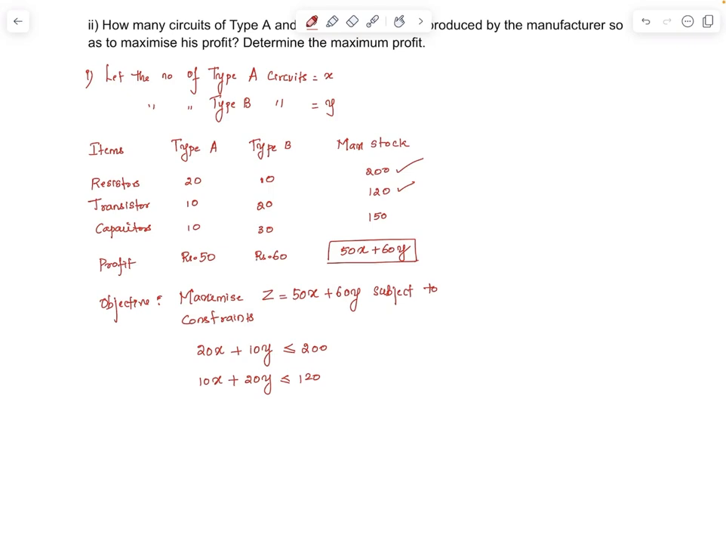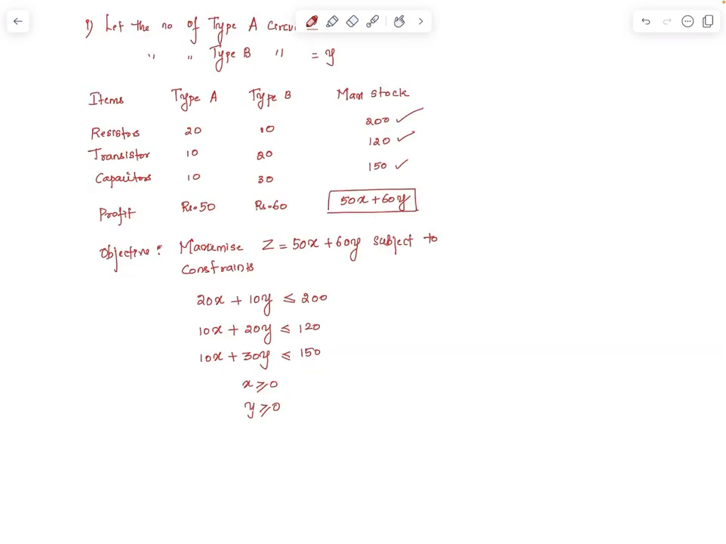Type A uses 10 capacitors, type B uses 30 capacitors. So overall usage is 10x plus 30y. Again, this can't exceed 150 because 150 is the total stock available with the manufacturer. And the other two constraints are X should be greater than or equal to 0, Y should be greater than or equal to 0. So we have identified the LPP and we have listed the constraints to maximize the Z.